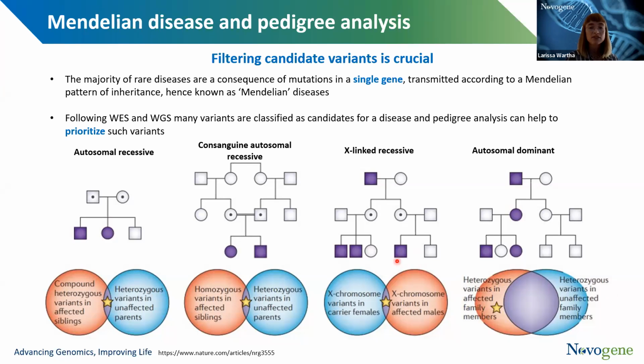Then X-linked recessive works slightly differently. The mutation is on the X chromosome, meaning boys are generally more likely to be affected, whereas females are likely carriers. Autosomal dominant refers to disease which requires only one mutant allele to cause the phenotype. Hence, you would investigate heterozygous variants in affected members. This can be quite challenging when the family is quite small, because you will get a lot of different candidate mutations which you have to filter further.